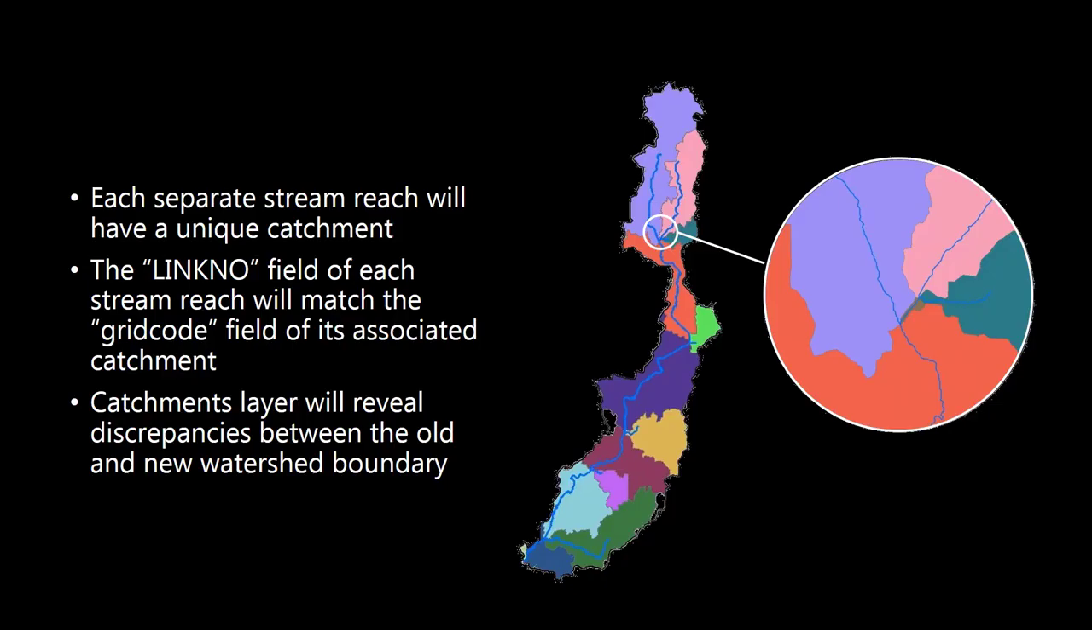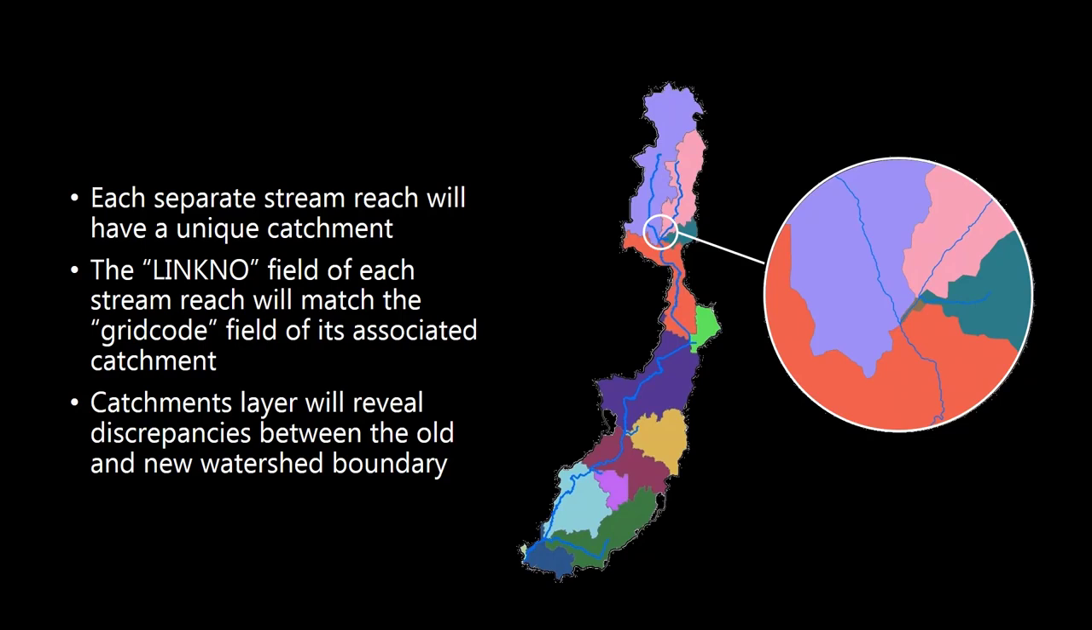So before the tool finishes running, I just want to go over real quick what the output is going to look like. So you're going to get your stream reach, which is each of these individual stream segments, and then with each of those segments you're going to get a catchment associated with it. So, they'll be related by the link number within the stream reach and the grid code within the catchment output.